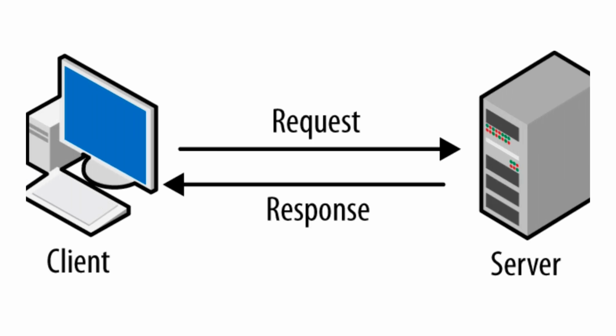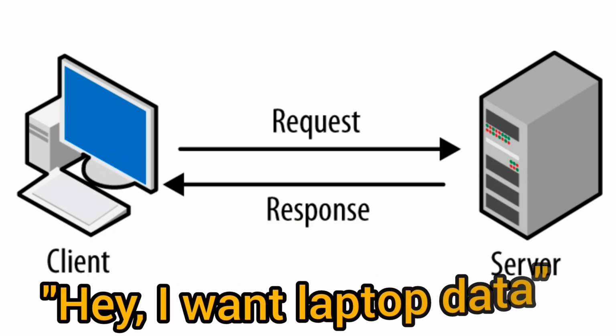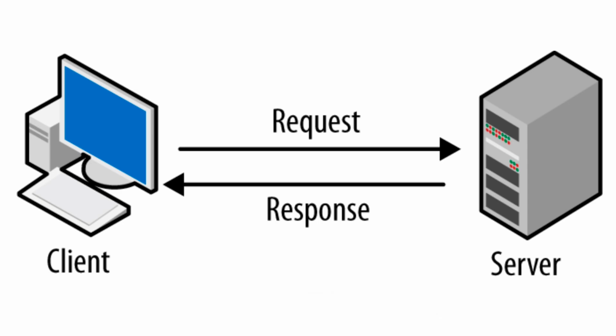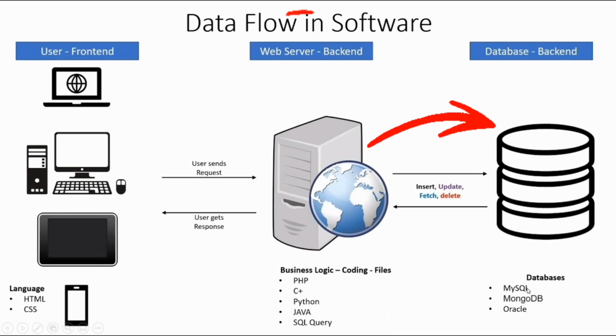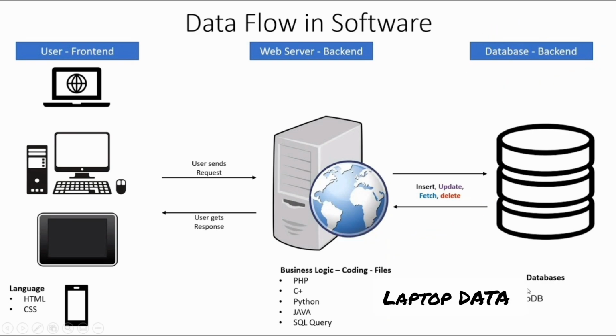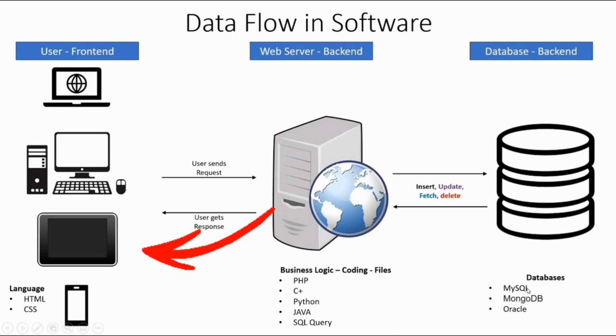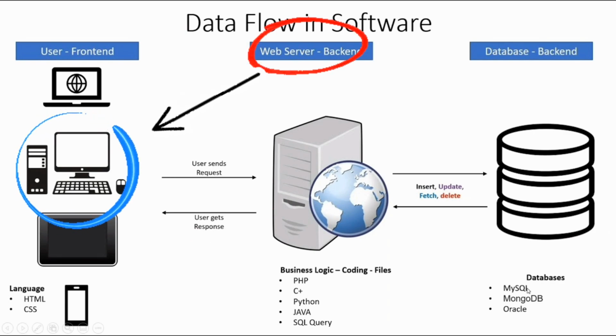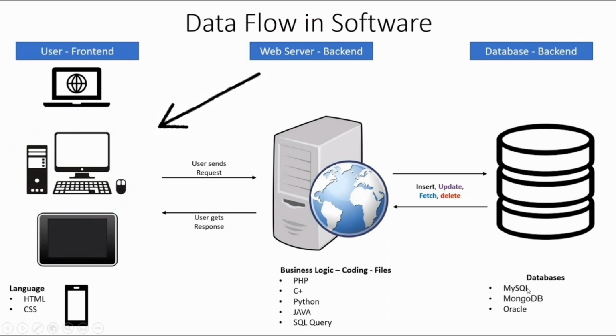Now what happens here? Front end will request the server that, hey, I want laptop data, which is stored on the database. This is called a request. Now server talks to the database, gets the laptop data from the database, and now the server sends that data back to client. This is called a response here. Now client will take that data which is coming from the server and in a very good looking way shows that data to the users, on the front end side of the application.